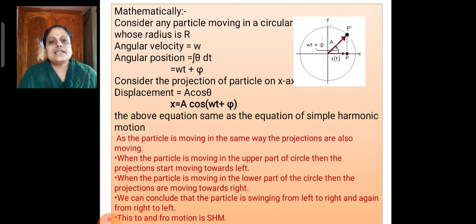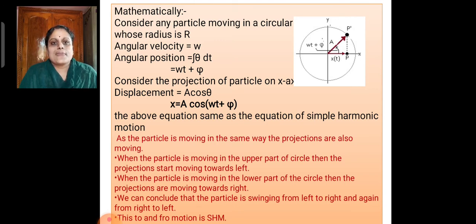Now let us take the projection of the particle at P dash to the x-axis. That is, here P dash P will act as the projection of the particle at the point P dash along the x-axis. As the particle is moving in the same way, the projections are also moving. So when the particle is moving in the upper part of the circle, then the projection will be moving towards the left. That is, as the point P dash moves along a circular path, the point P moves to the left.